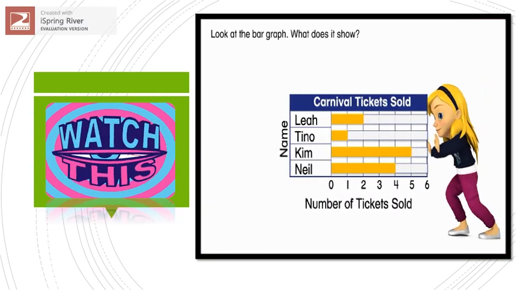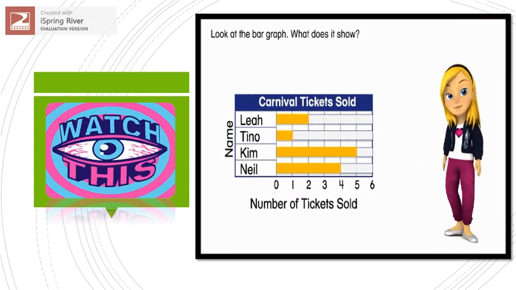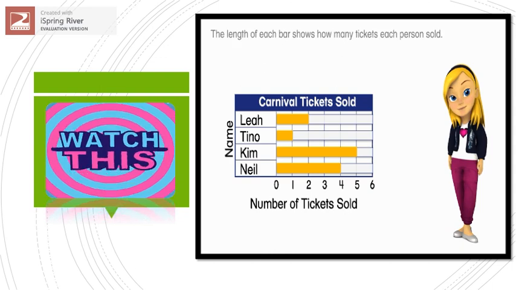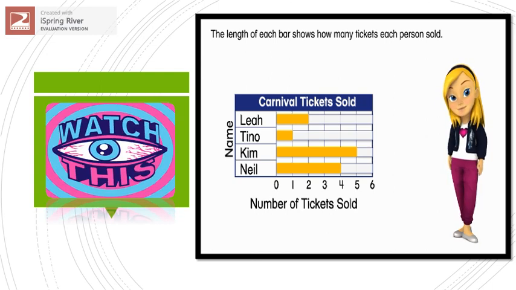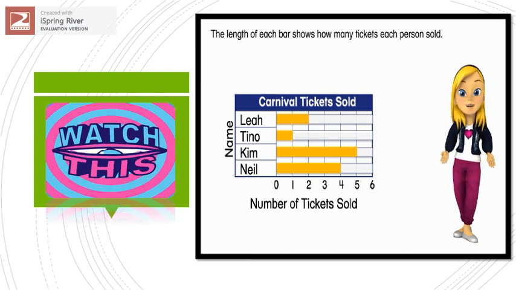Look at the bar graph. What does it show? The length of each bar shows how many tickets each person sold. The students sold tickets to the carnival.